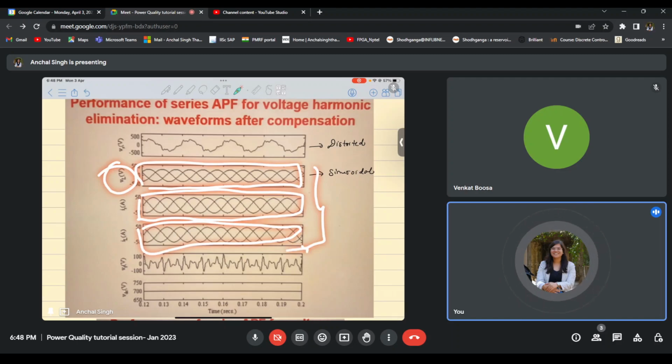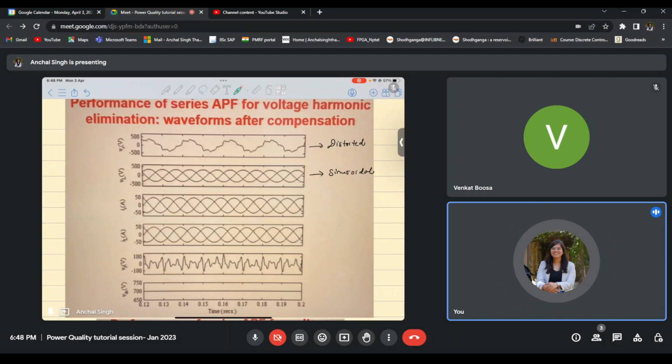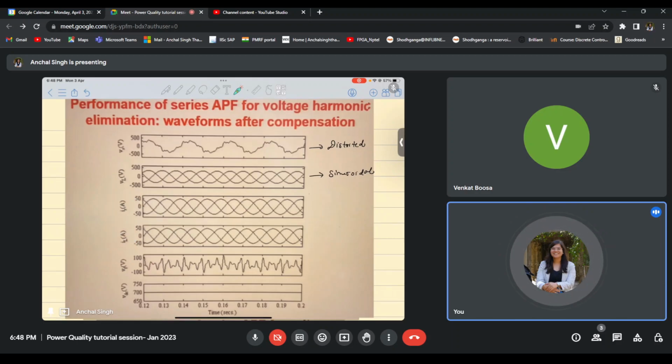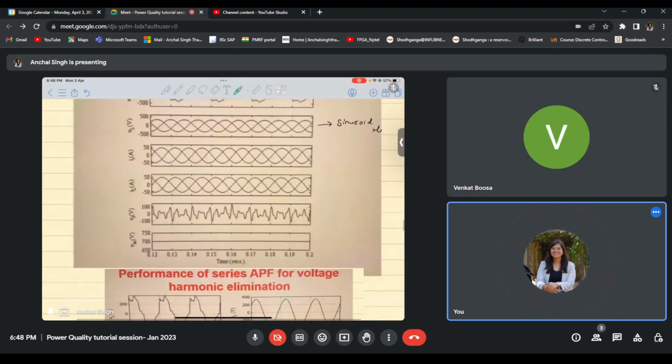Why? Because of the presence of VF. If VF wouldn't have been there, or the series filter wouldn't have been there, then our VS or the load voltage would have looked something like this. And similarly, our load current and supply current, everything would have had harmonics. This is the advantage of using the active series power filter.